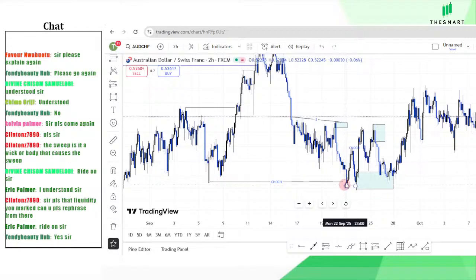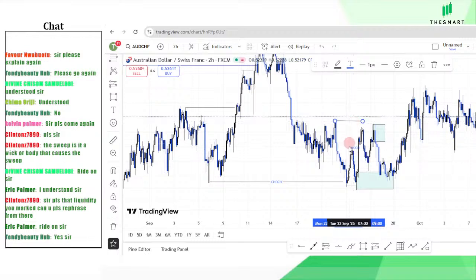So price took out this level, and after that, I want to see price take out this high, this level too. I want to see price take out this level here. This I will be expecting to be my valid change of character. So I want to see price push above this, then I will look for a confirmation entry, then continue with the trend.